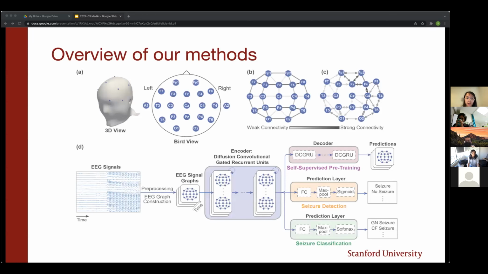And this figure shows an overview of our methods. I will go into details later, but the top left figure shows the 3D view and the bird view of the EEG electrodes, the most commonly used EEG electrodes. And figures B and C show example EEG graphs defined by our methods. And the bottom figure shows the model architecture.